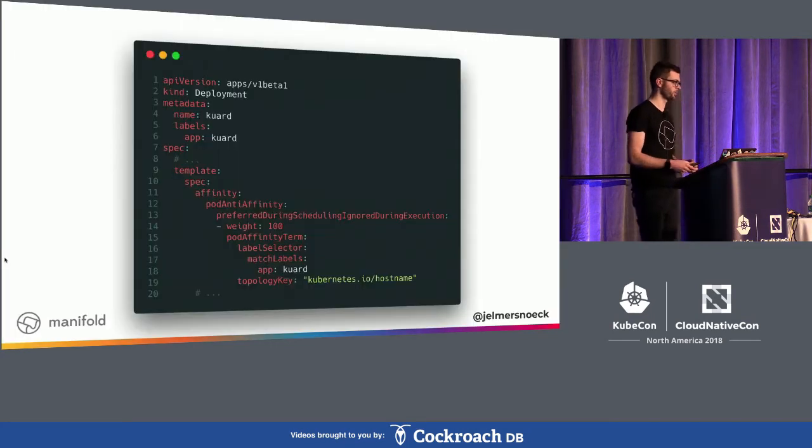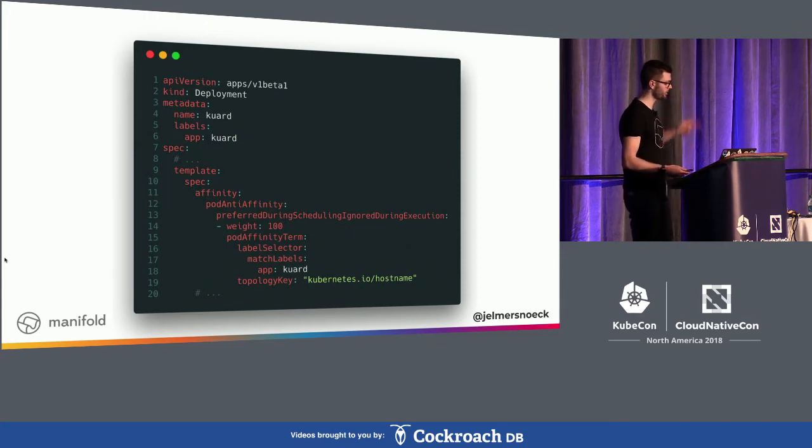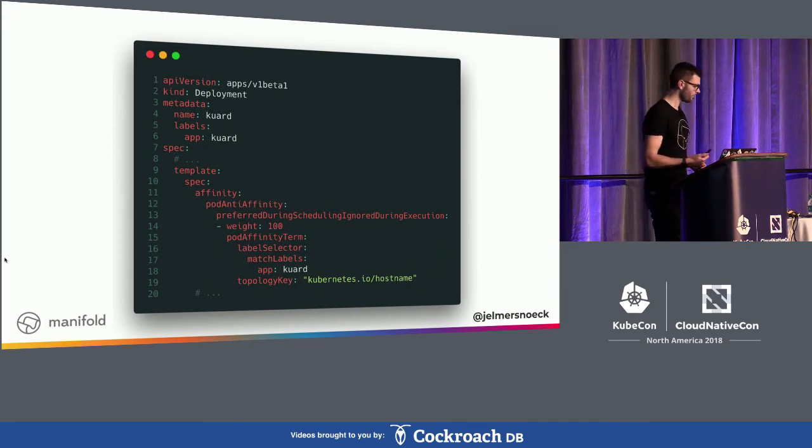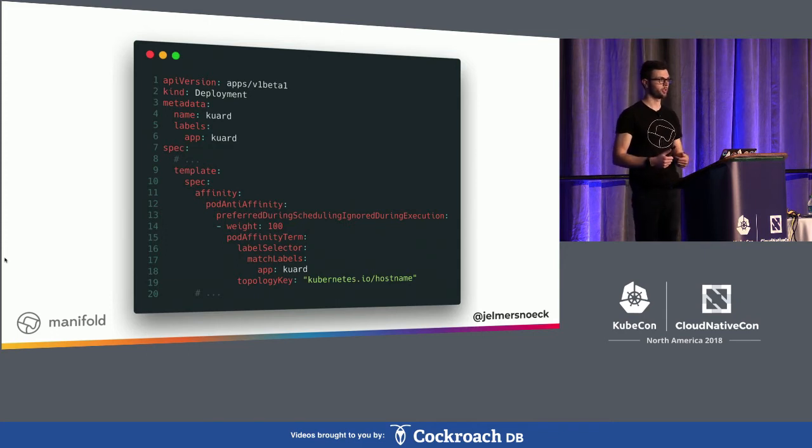So what we want to do is define some affinity rules. Again, this is a deployment, and then we're going to define affinity, and we're going to use anti-affinity here. So we're saying we don't want to adhere to these rules, like we want to do the reverse, basically. And we're using preferred during scheduling. You also have required during scheduling.